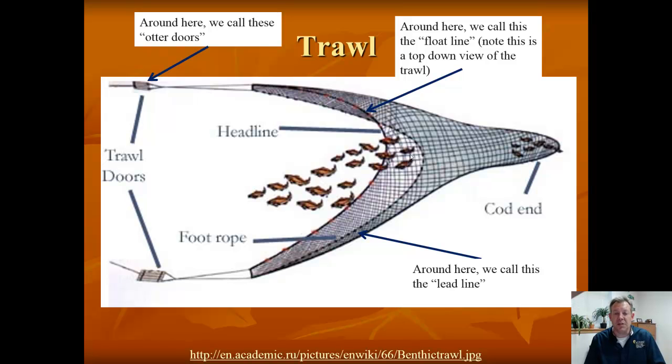So the lead line's got lead, it drags along the bottom. Sometimes there's a chain for the lead line. And then you've got floats on the float line which help to hold the top up. And as you pull this through, you just scrape along and the fish get caught, and then they work their way back here to the cod end. And again, you can fish these on the bottom, mid-water, or up top.